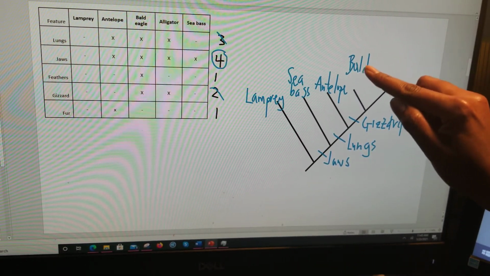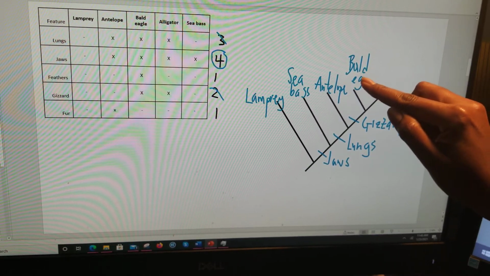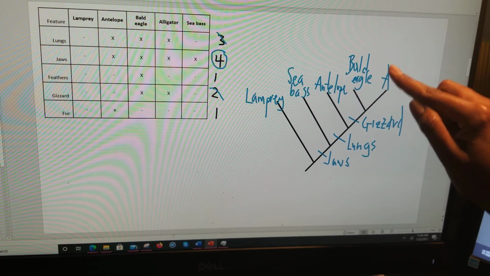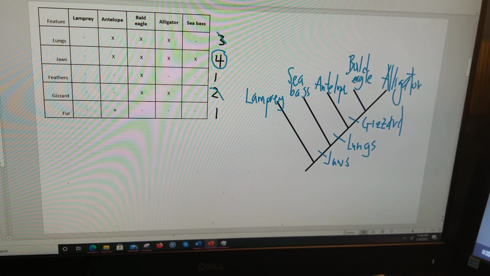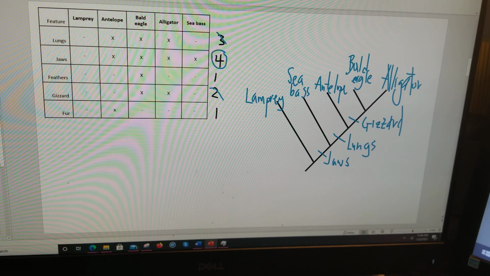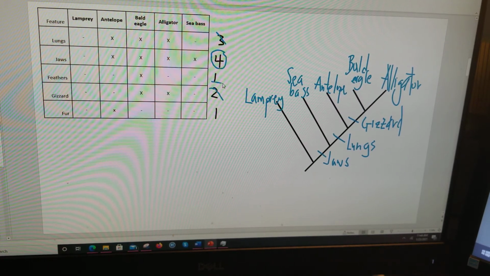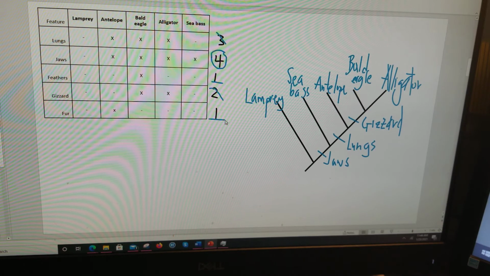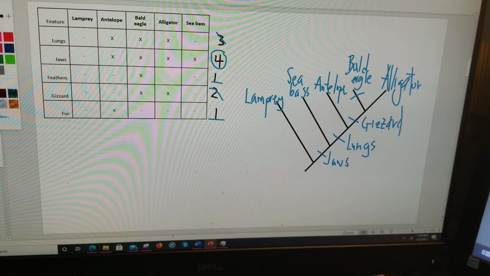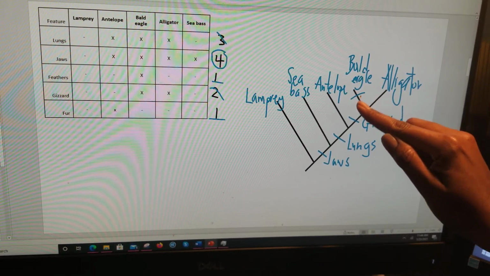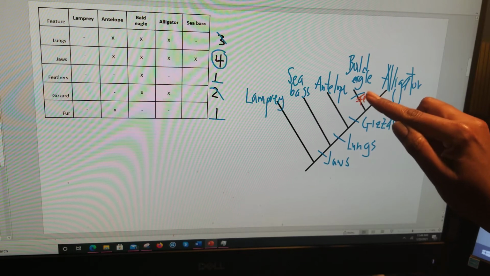bald eagle, and the alligator, then we will know where our two features, one and one, will be. So let's first look at feathers. Of the two, it will be the bald eagle that has feathers. So let me just use another color to write that in so it does not confuse us. Feathers are written here.